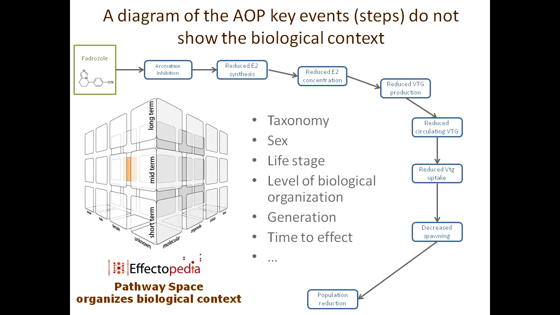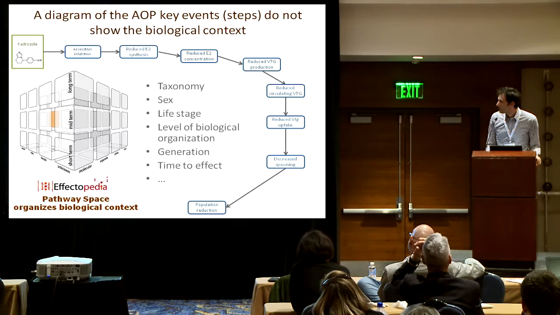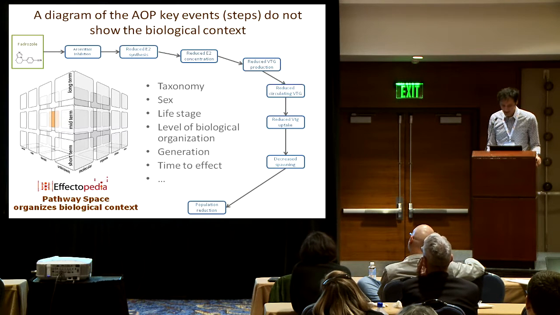What this diagram of the AOP doesn't show when we just draw it like this is that it is just a sequence of events, and we miss all the biological context that I was showing in the previous slides. If we want to acknowledge the taxonomic relevance, sex, life stage, level of biological organization, generations and so forth, we need to introduce something to show and encode it in the pathway structure. What Effectopedia does is provide an organizational space, which is called pathway space.